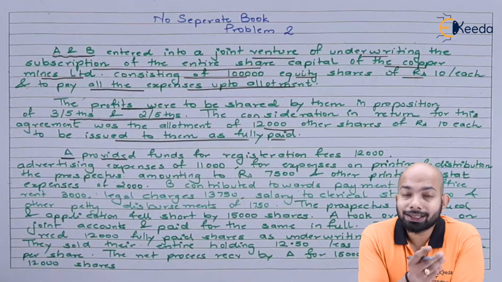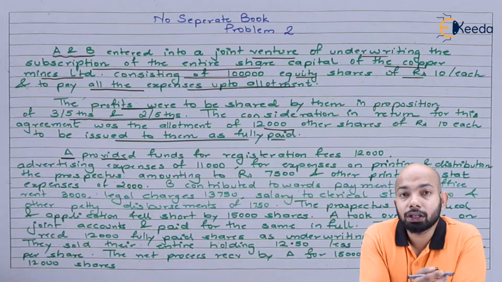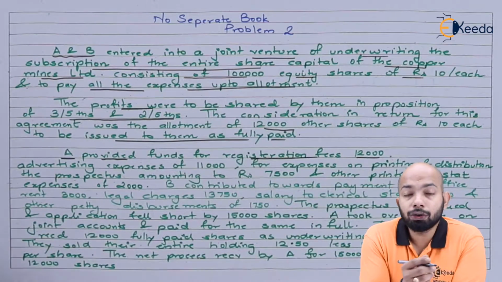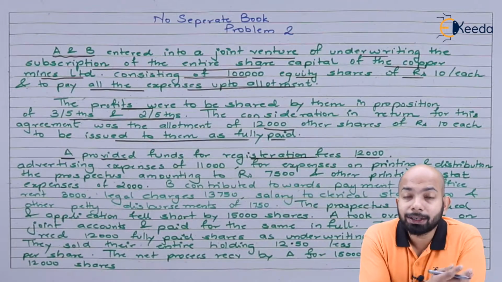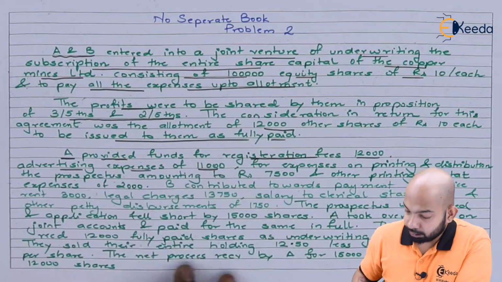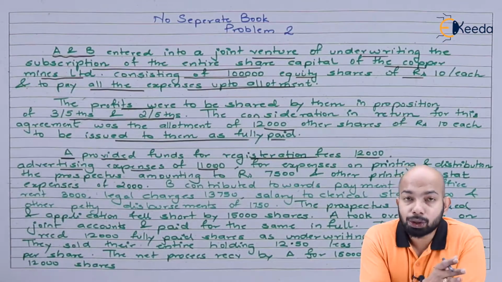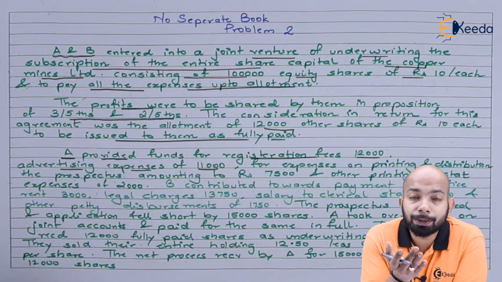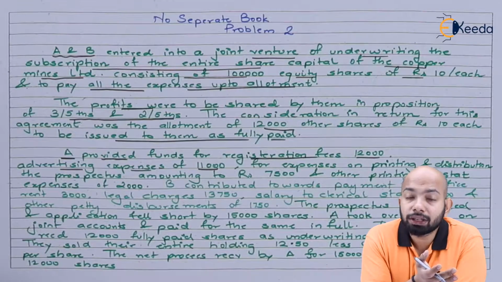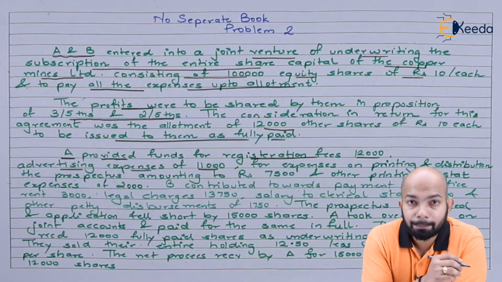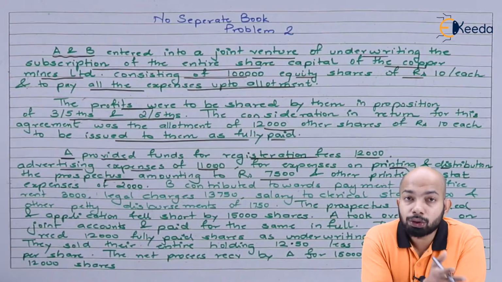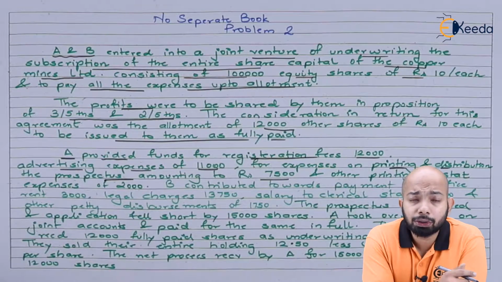Now A provided certain expenses: registration fees, which amounted to 12,000, advertisement expenses which amounted to 11,000, and printing of the prospectus, that means whatever company prospectus is there for issuing the shares, that printing cost of 7,500 was provided by A. There were other printing expenses that were also taken over by A, which amounted to 2,000.